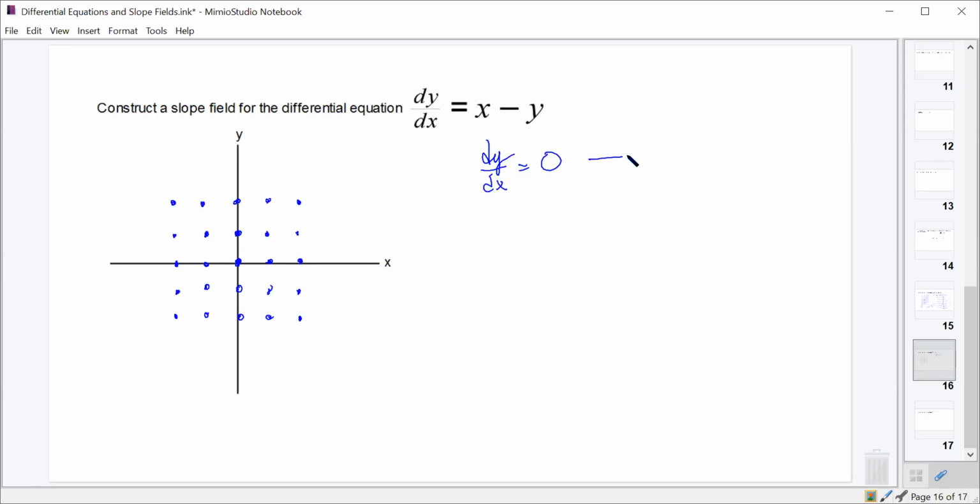So if dy dx equals 0, that means that x minus y equals 0, or that y equals what? X. Exactly. Which tells us that whenever y equals x, the slope should be 0. So anywhere along the line y equals x, the slope should be 0. These are all the points where y equals x: 0, 0, 1, 1, 2, 2, negative 1, negative 1, negative 2, negative 2. They all have a slope of 0. Make sense?